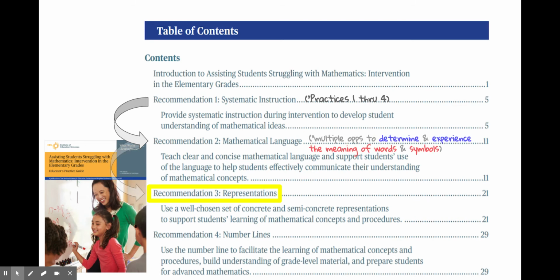And when we take a closer look, it's only third to the very first one, which is you have to decide on a systematic instruction process. And that's our practices 1 through 4. And then recommendation 2, we see here, is mathematical language. That's our practice 2, providing multiple opportunities for students to determine and experience the meaning of words and symbols in mathematics. And so we see here recommendation 3, this is our hands-on.